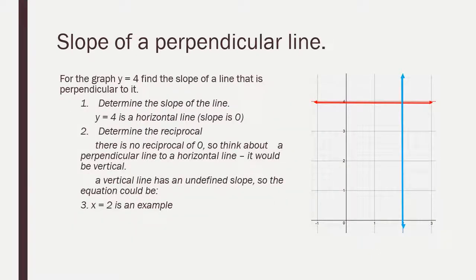If you are given a problem, and you will have a couple in your test, you'll be given an equation of a line, and you'll want to find the slope of a line that's parallel to it and the slope of a line that's perpendicular to it. Well, easy peasy, the slope of a line parallel to it is the same as the slope of that line. Finding the negative reciprocal is a little bit more complex, but the examples that you're given in your test are usually y equals 4 or x equals a number.